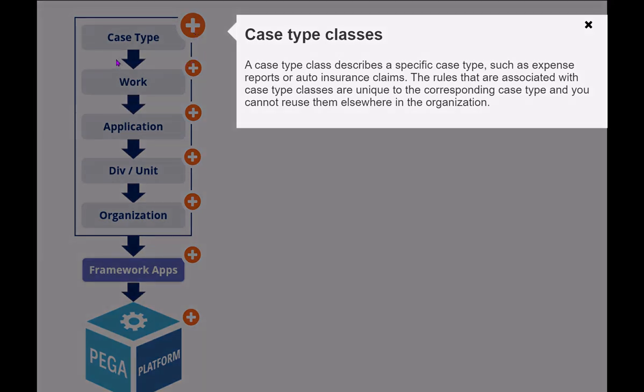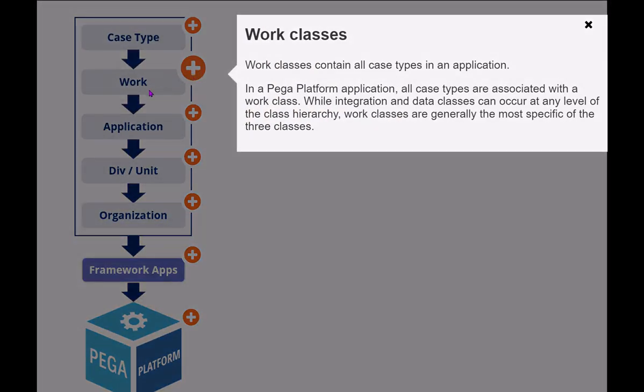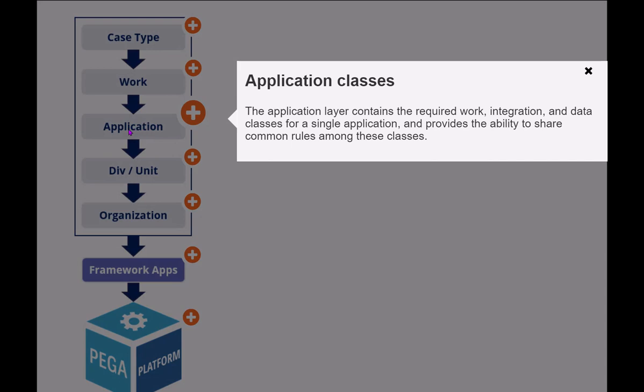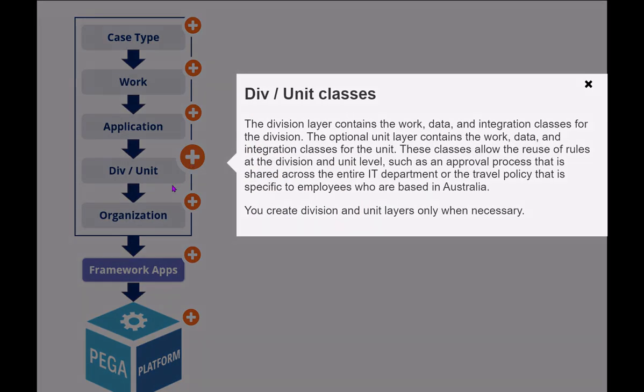Say for example, this is your case type. Whatever rules are specific to that case type, you create in the case type layer. For promotion of reusability across case types, you can create in the work layer. If you want to, you can also create in the application layer so that you can use them across multiple work pools. Also, the application layer contains the required work, integration, and data classes for a single application. Div and unit layers also have the same purpose.